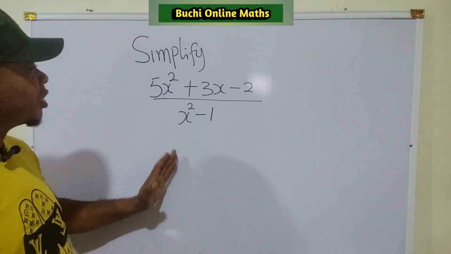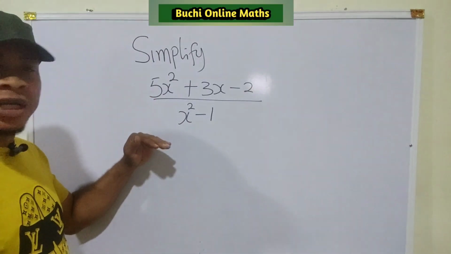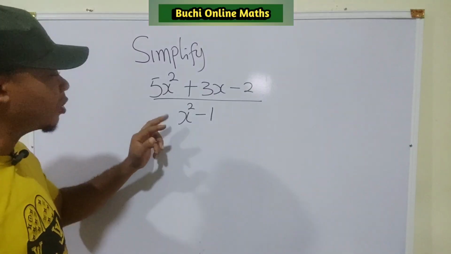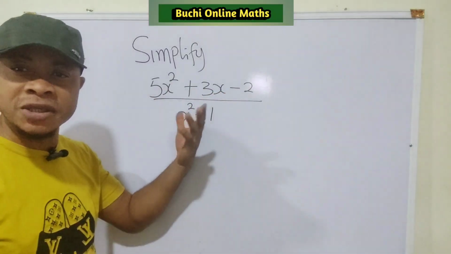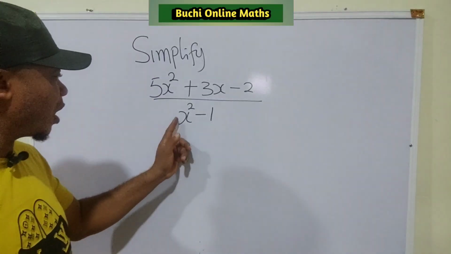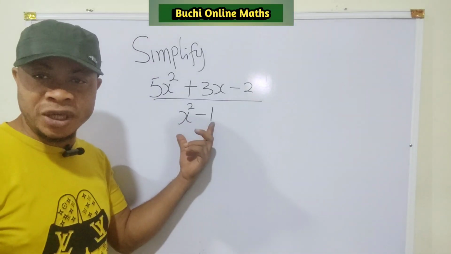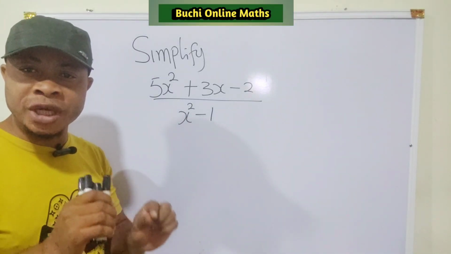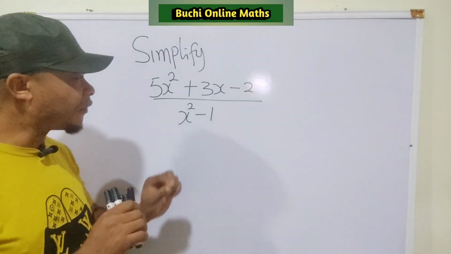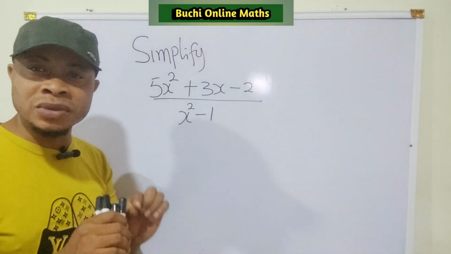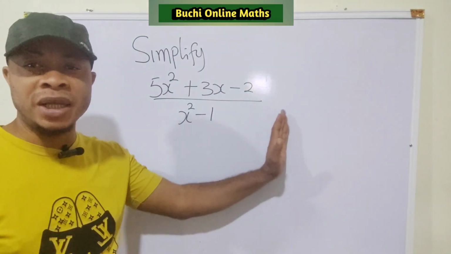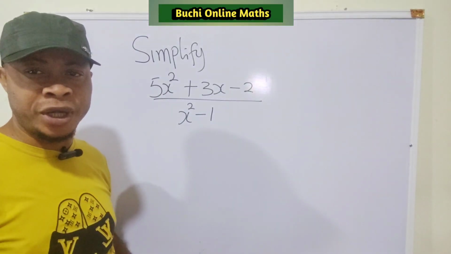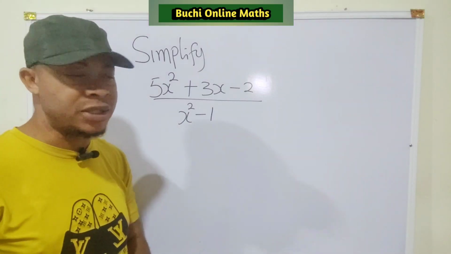To do this, we have a quadratic expression as the numerator, because 5x² + 3x − 2 is a quadratic expression, while x² − 1 is a perfect square. So we are going to take them one by one. After simplifying them, we see if we can get a common factor that can divide each other, so that we'll be able to get our answer.